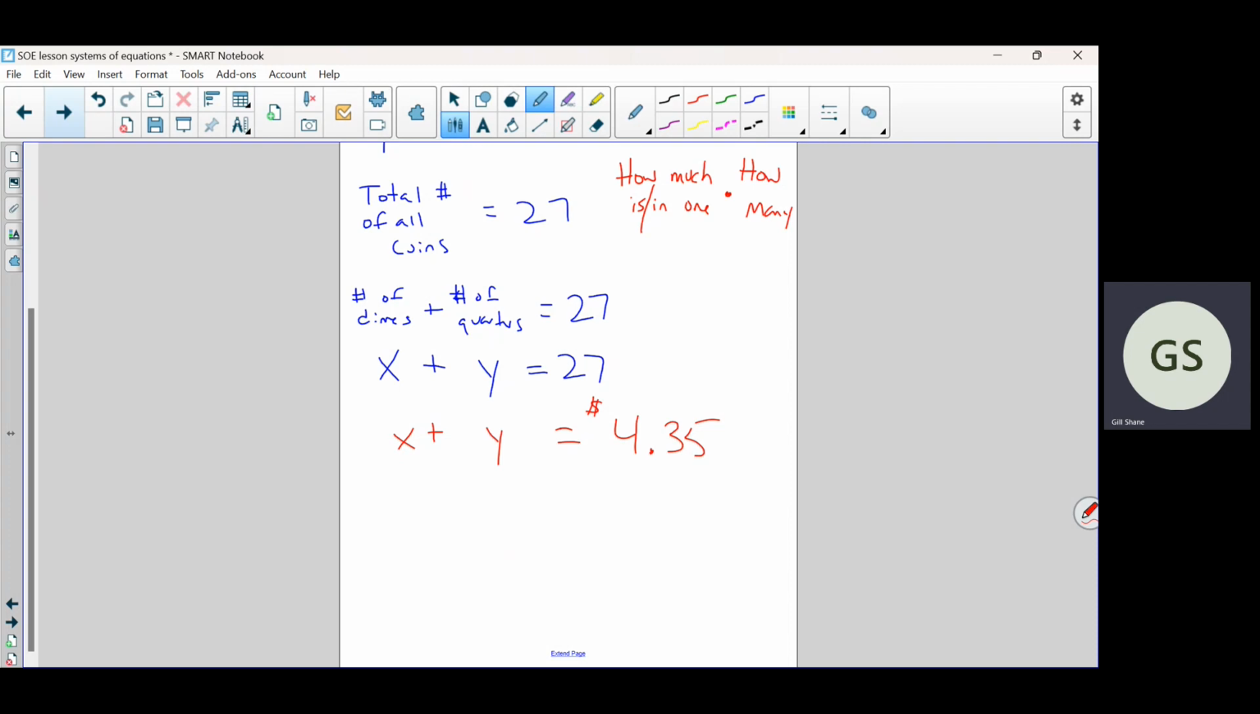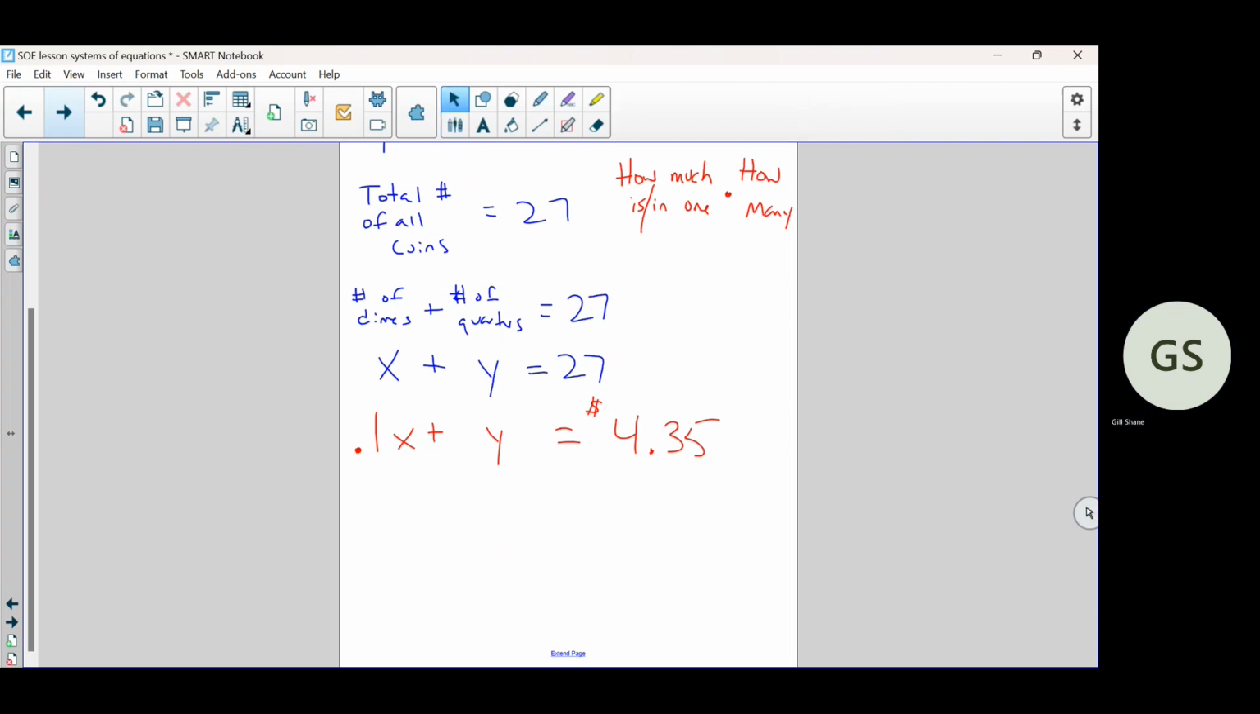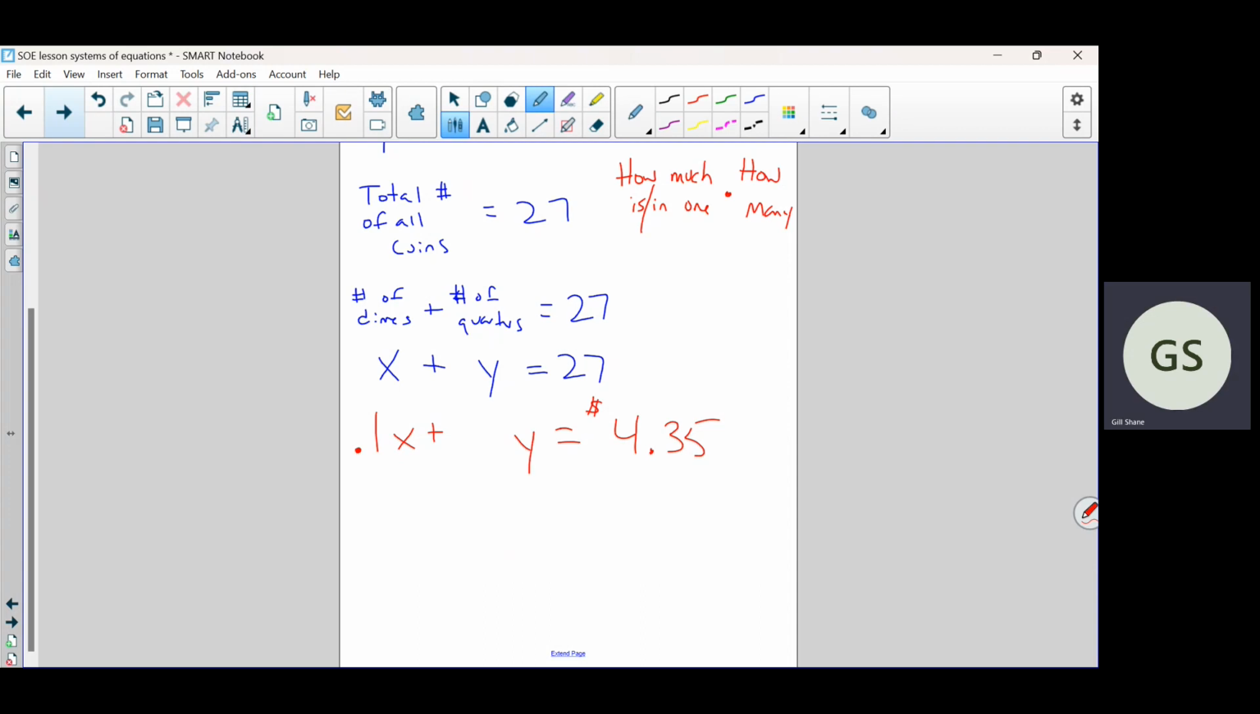So if we know X is dimes, this is the how many, right? We labeled it earlier, how many dimes. So that's the how many. So how much is one? And you've got to do it in a decimal. 0.1, 10 cents is 0.1. How much is one quarter? A quarter is 25 cents, so it's 0.25. So that's your two equations.